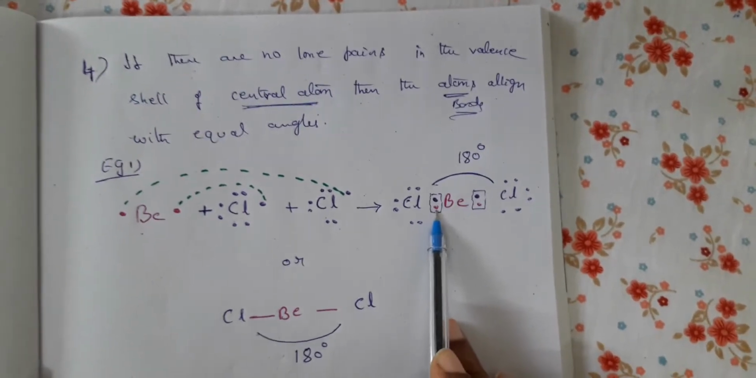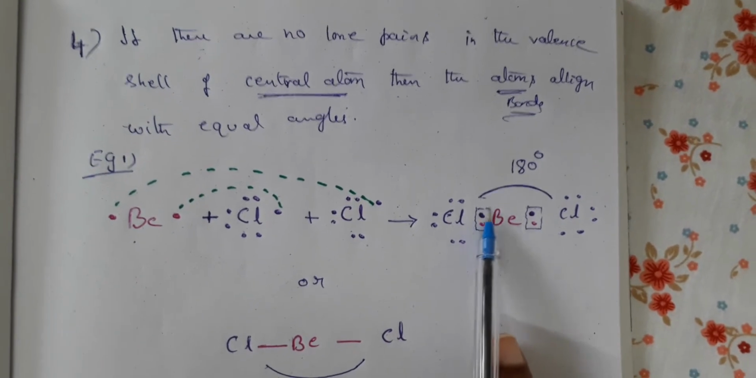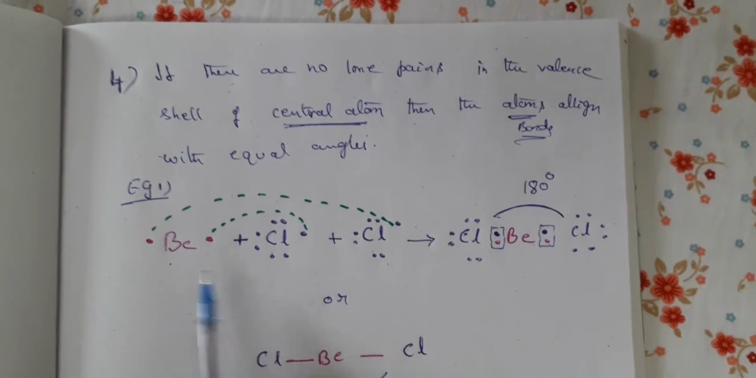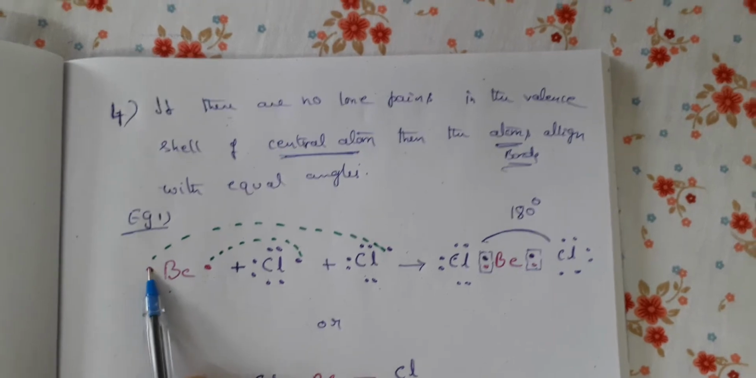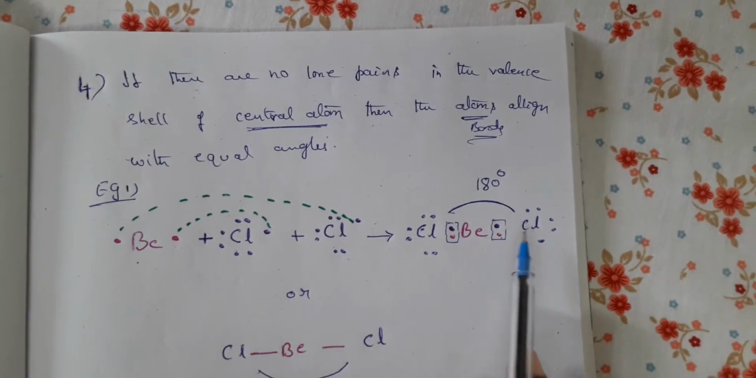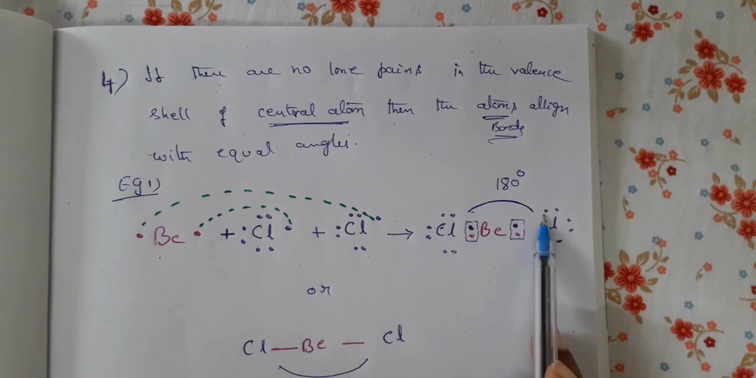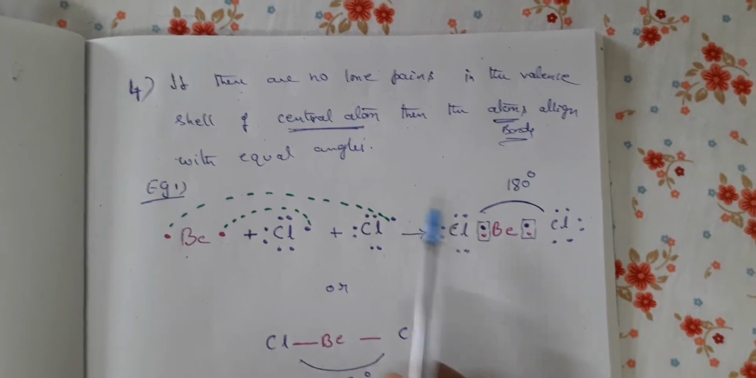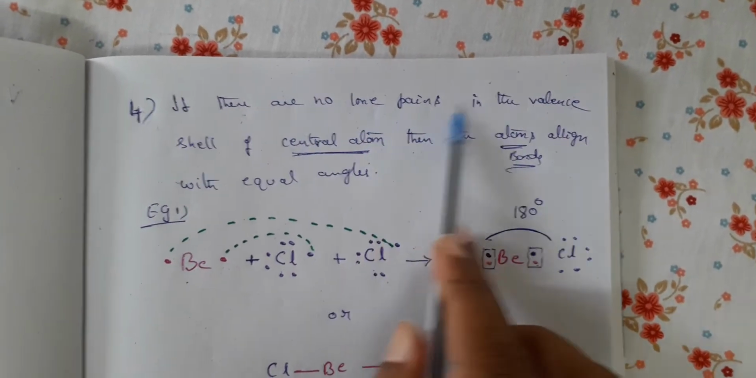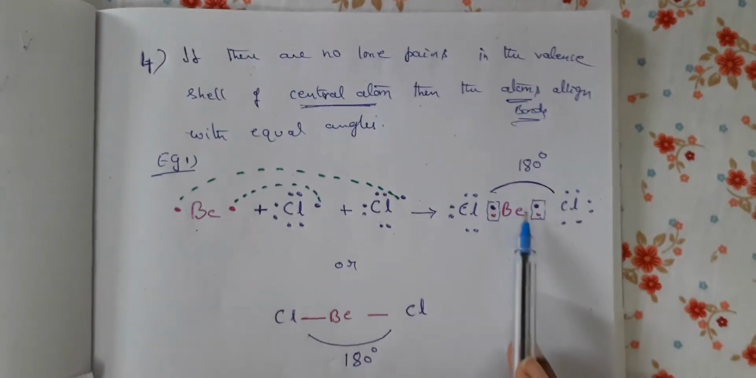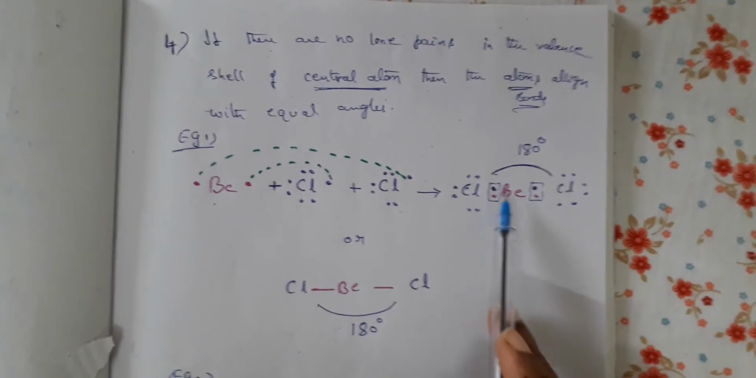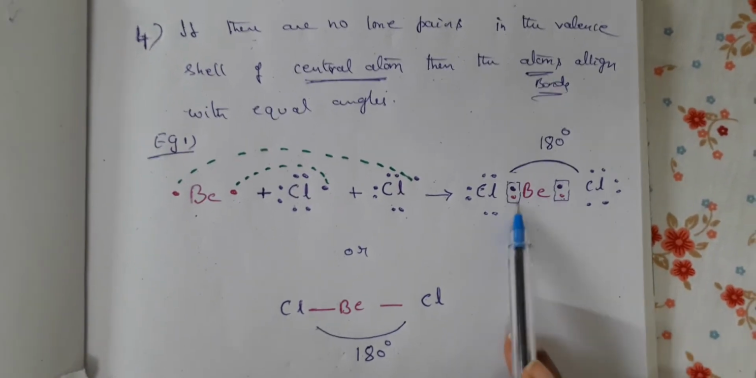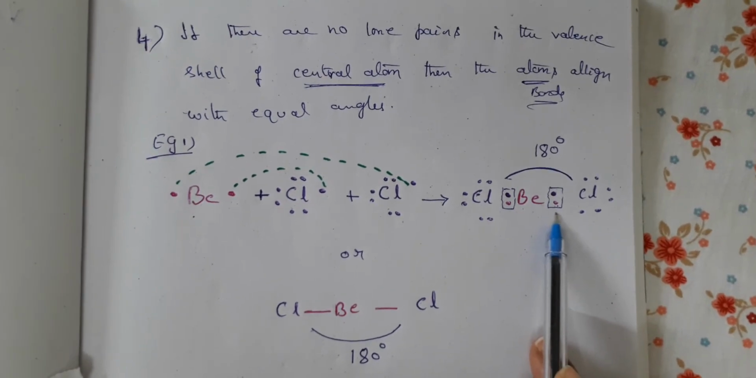Beryllium contributes 1 electron here, and chlorine contributes 1, and a covalent bond is formed. And here also beryllium contributes 1 electron, this electron with this electron of the chlorine. So what is happening? These are the lone pair electrons, not in the central atom. The point here is that when there are no lone pair electrons in the valence shell of the central atom, whatever pairs of electrons are around this particular atom are bond pair electrons, not lone pair electrons.